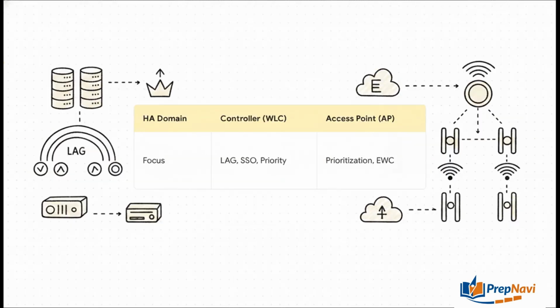To survive those really complex scenarios, you have to clearly differentiate your high availability designs. Controller HA and access point HA are tested entirely differently. For the controller, you're designing around link aggregation groups, stateful switchover, controller priority, and anchor redundancy. But for the access point, the focus shifts entirely to AP prioritization, strict fallback assignments for primary, secondary, and tertiary controllers, and utilizing embedded wireless controllers. You need to keep these toolkits distinctly separated in your mind.